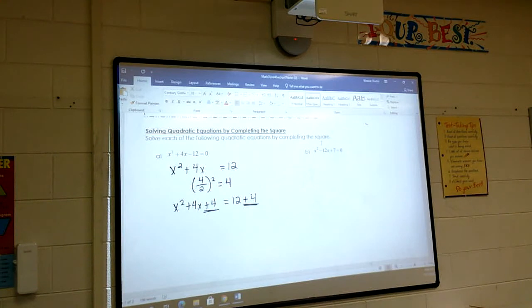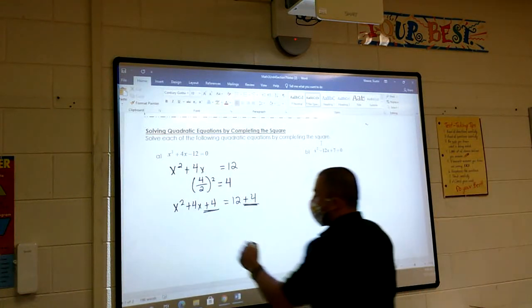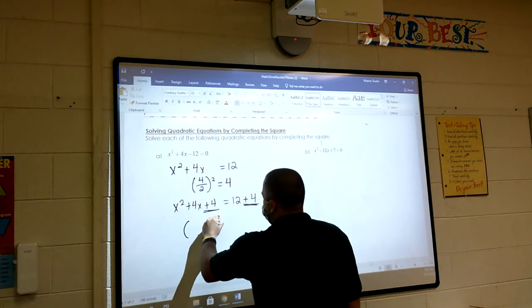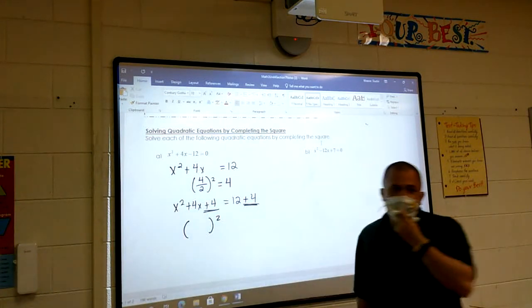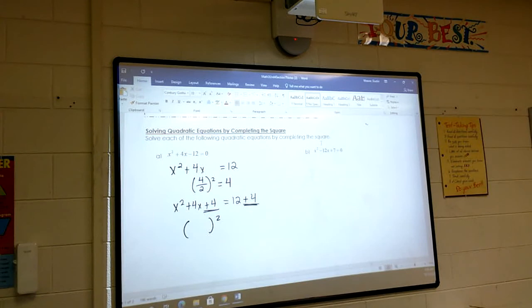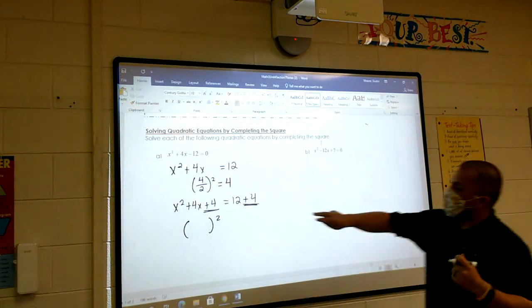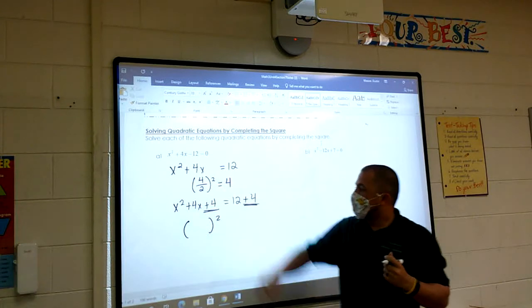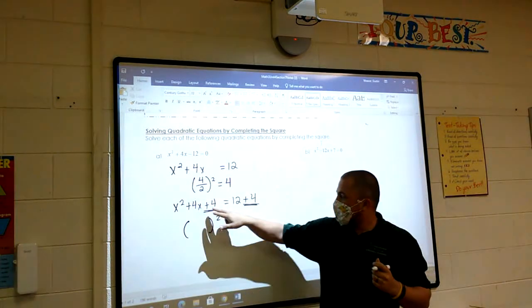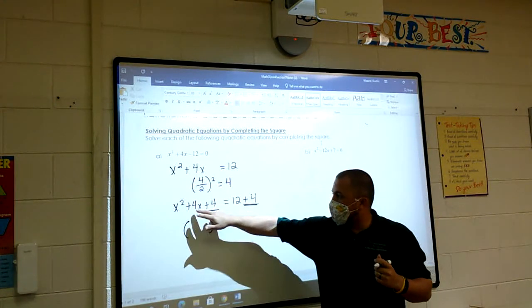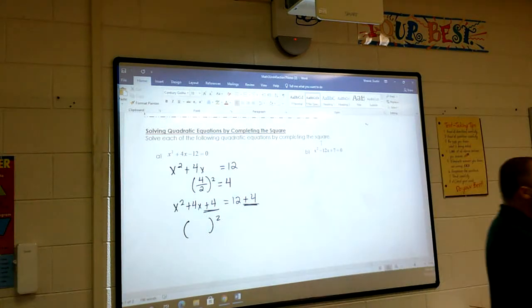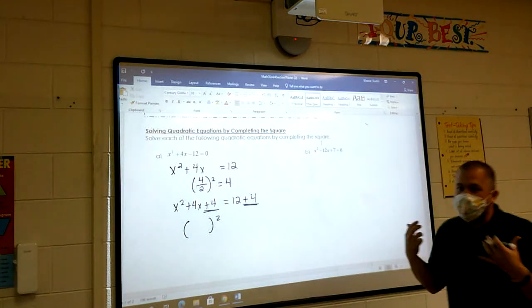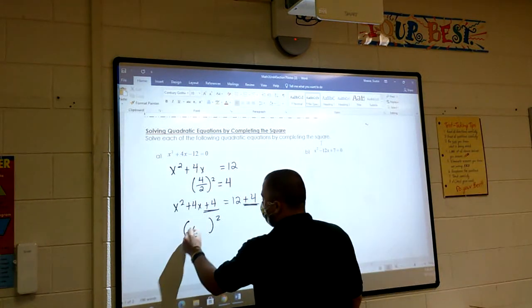Now, on the left side, I'm going to write that as a factor, basically. So you can think of it in two different ways. You can either think of it as what goes in parentheses is this, that was already in parentheses up here, or you can think of it as what two numbers multiply to give you 4 and add to give you 4, that's 2 and 2. So it's just going to be 2. So x plus 2 squared.